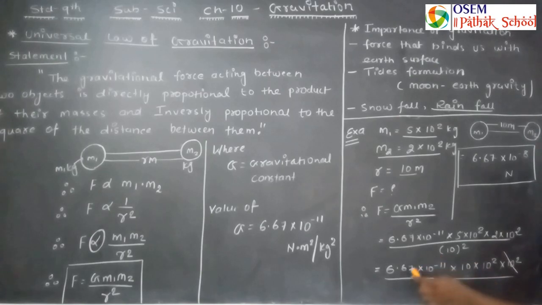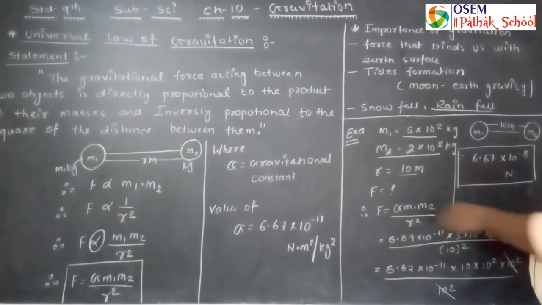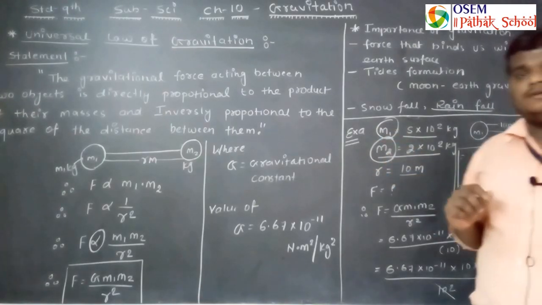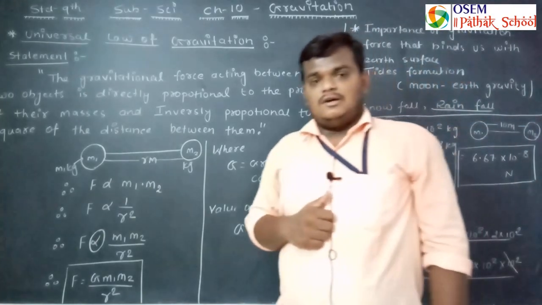So here we are now simplifying: this becomes 10 square and this 10 square gets cancelled out. So finally I obtain 6.67 into 10 raised to minus 11. Now this is 10 square, this is 10 raised to 1, so overall it will be 10 raised to 3. So this is 10 raised to minus 11 and this is 10 raised to plus 3. So that's why we obtain 6.67, minus 11 plus 3, so 10 raised to minus 8 Newton. So this is the gravitational force acting between these two masses, and it is 6.67 into 10 raised to minus 8 Newton. So this is about your topic.